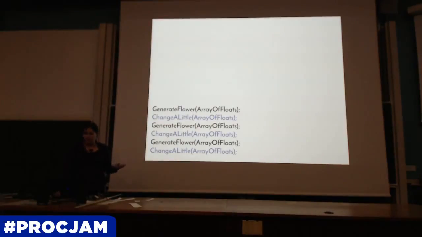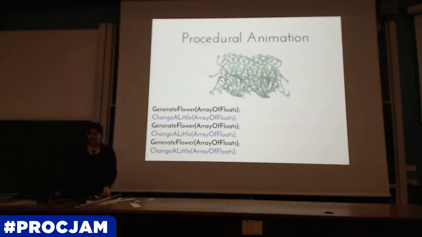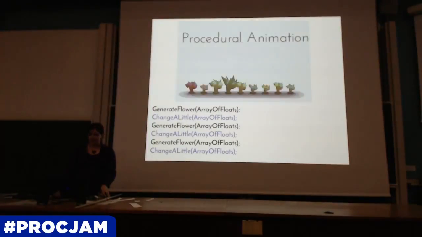Let's imagine now we have an array of floats, and we change it a little. Or we have an array of floats, we generate the flower, we draw it on screen, we change it a little, generate the flower, draw it on screen. We do this a bunch of times. What is this going to look like? What is going to happen here? It's going to be animation. So now we have animation, procedural animation. And this looks like this.